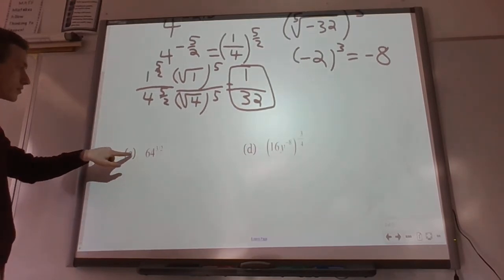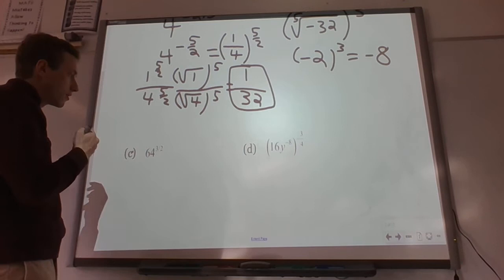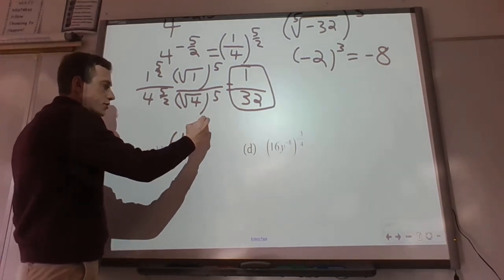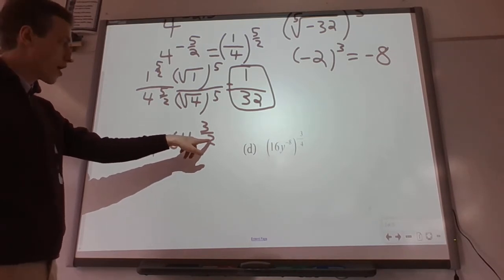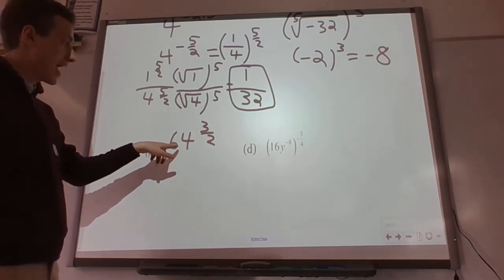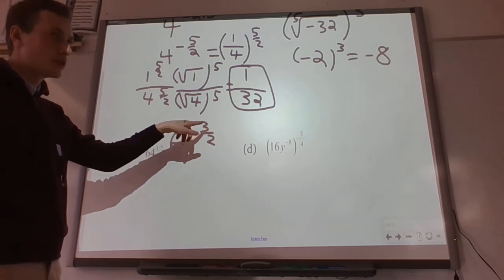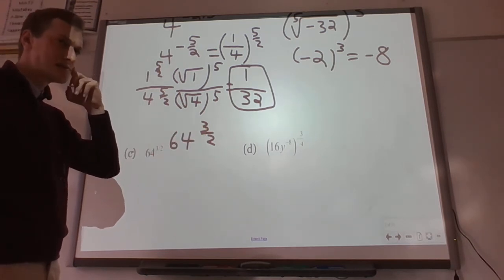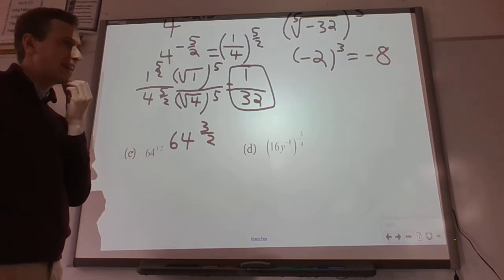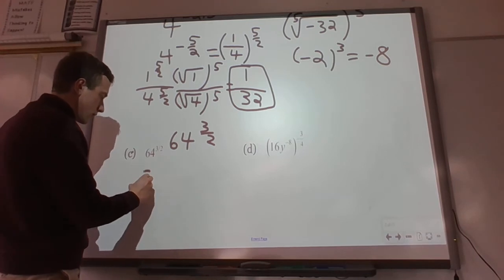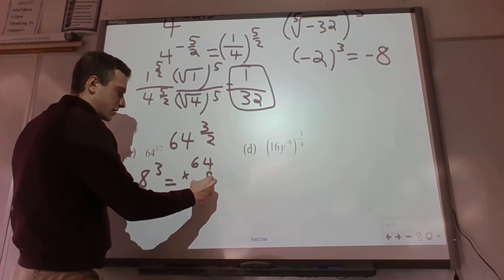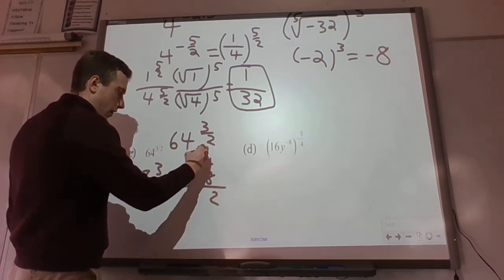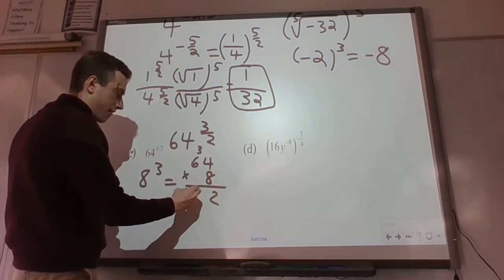A few more examples. 64 to the 3/2. Let's think about it. Half means square root, so the square root of 64, 8. 8 cubed. Yikes. What is 8 cubed? 8 times 8 times 8. That would be 64 times 8. 512.